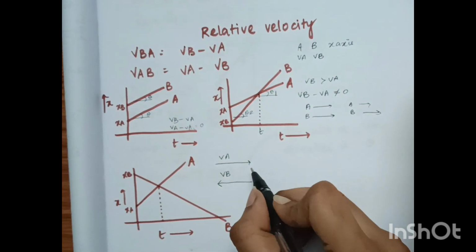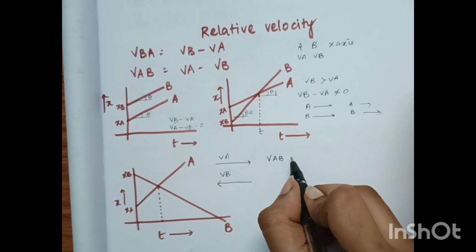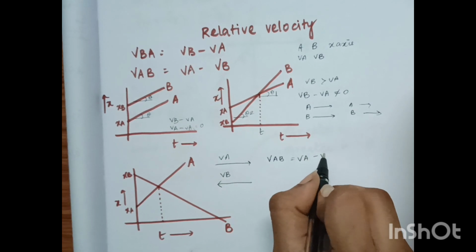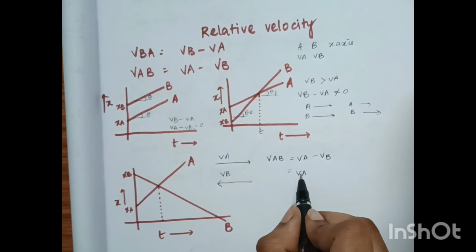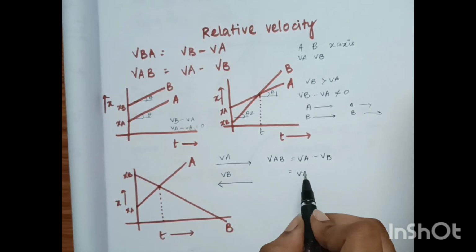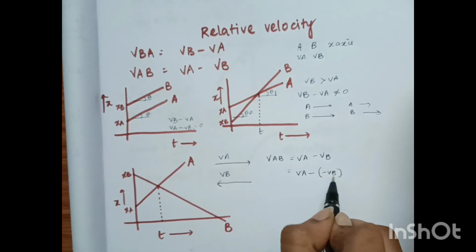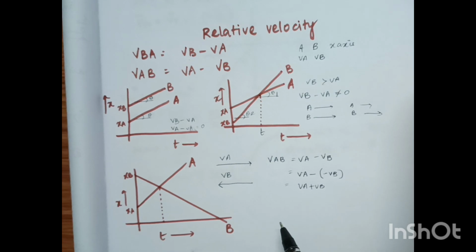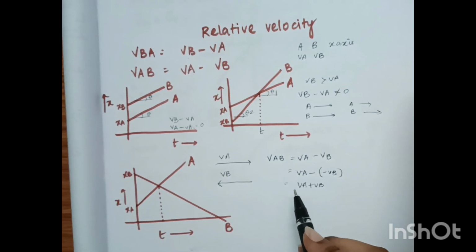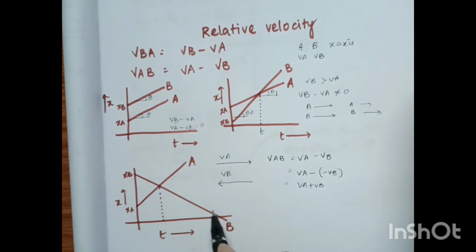So let us see. VAB, velocity of A with respect to B, is velocity of A minus velocity of B. Let us take velocity of A as positive, since it is moving to the right side, minus velocity of B, which is in the negative direction, so minus VB. So it is VA plus VB. So what we can say is, here the relative velocity is VA plus VB. When two bodies are moving in opposite directions, their relative velocity comes out like this.